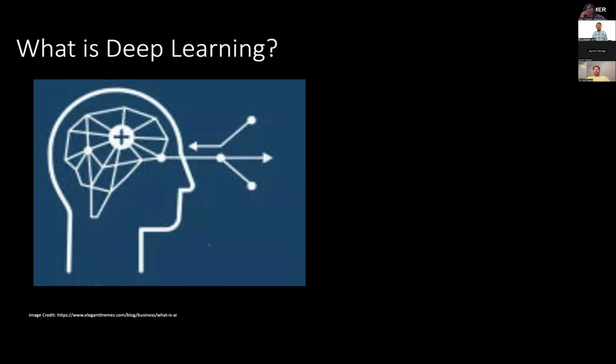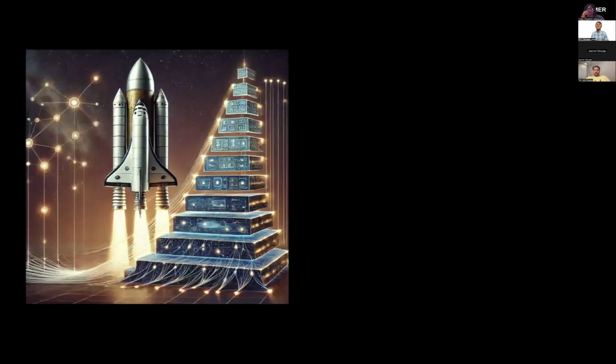Now, when I want to share an analogy of deep learning, the one analogy that comes to my mind is the rocket ship. There are so many decision trees in there. There's so many things that are happening at the same time. There are multiple layers. Hence, deep learning is like a rocket ship.